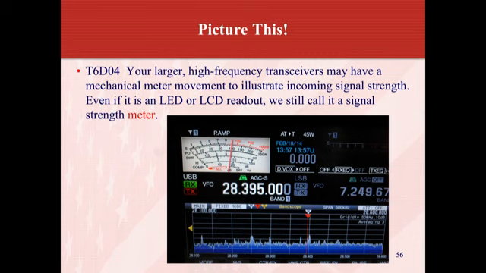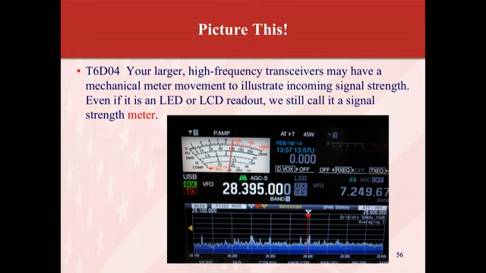Your larger high-frequency transceivers may have a mechanical meter movement to illustrate incoming signal strength. Even if it's an LED or LCD readout, we still call it a signal strength meter. So that would be the analog type meter there with the white background and the red needle indicating midway over. That's also called your S meter on your radio. Here they say incoming signal strength.